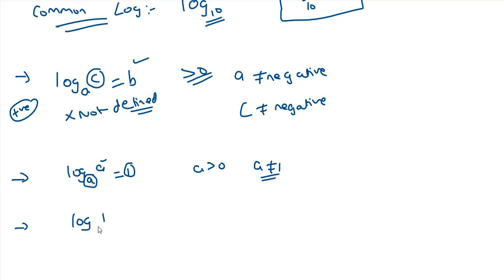The third property: log of 1 to the base a, where a is any base, is always equal to 0. Again, a cannot be negative, hence a has to be greater than 0, and a cannot be equal to 1. So log of 1 to any base is always going to be equal to 0, where the base can be anything, but it has to be positive and not equal to 1. So this is one group of properties that you need to remember. Let us now move to the next group of properties.